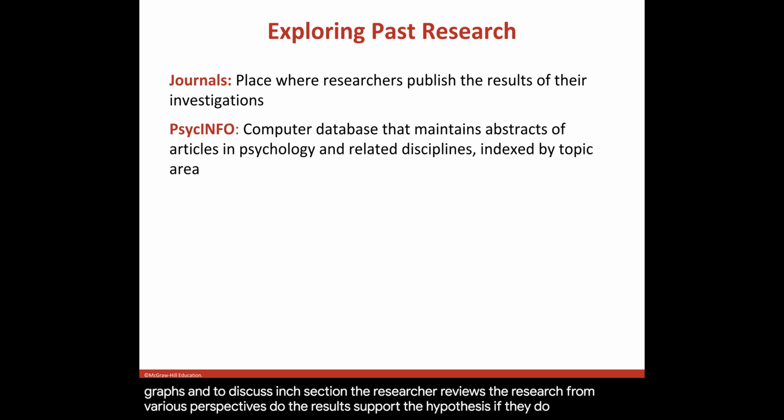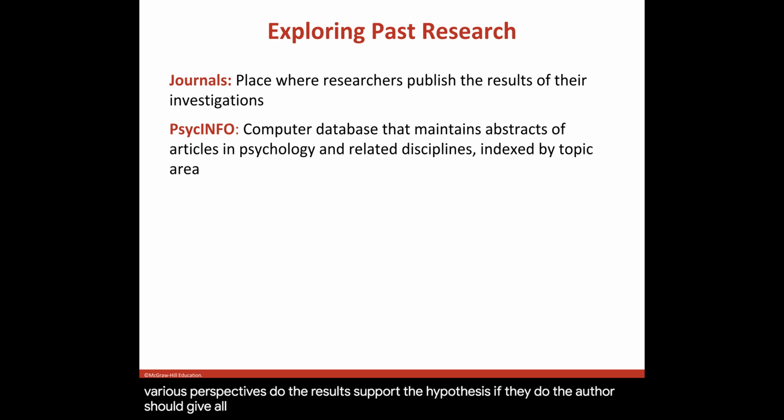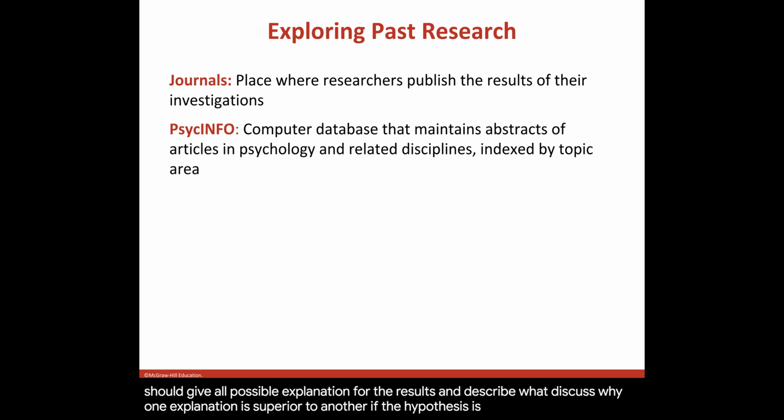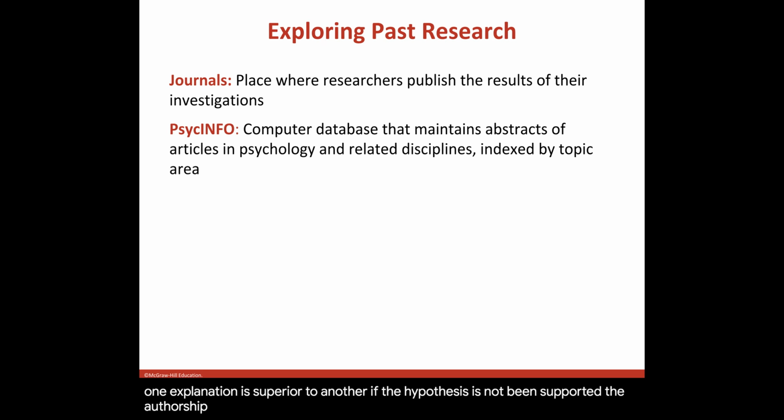All right, so exploring past research, where do you go? Journals is the best place to go. There's so many journals out there. There's a Journal of Bisexuality, Journal of Sex Research, Journal of Applied Research. There's so many journals to look at. The best place to do that is using PsycInfo, and you could get PsycInfo through your library and through the Valley's library system.